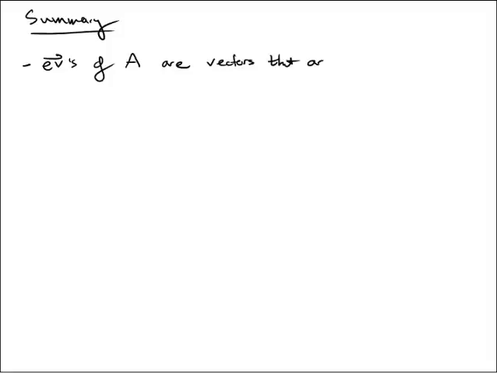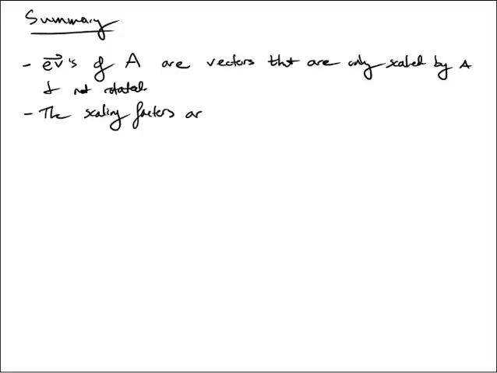So let's quickly summarize what we've come up with so far. First of all, the eigenvectors of a matrix A are the vectors that are only scaled by A and not rotated. And we have that the scaling factors are called eigenvalues, or EVs.